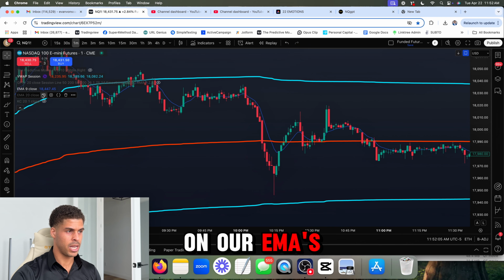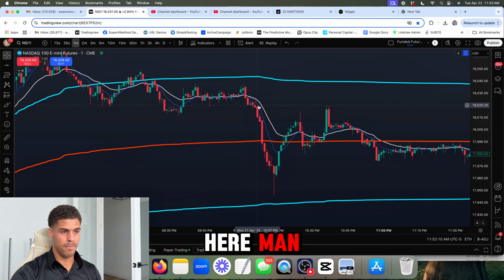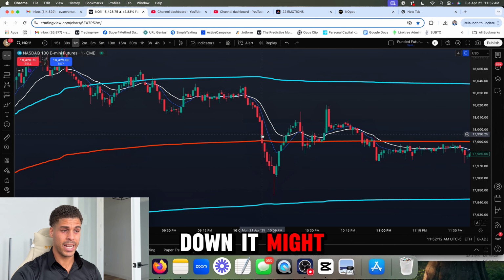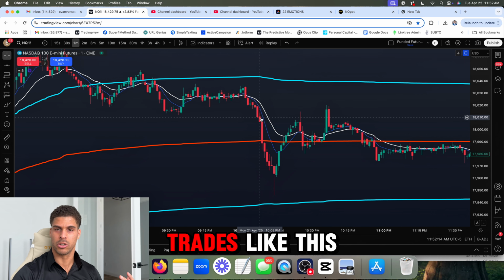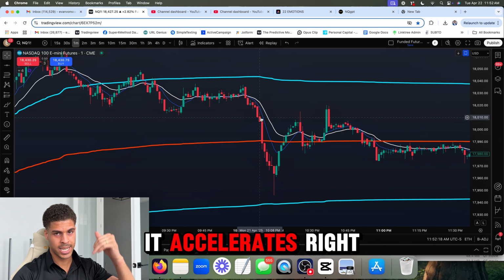Let me add on our EMAs for a second. Like, hey, price is below my EMAs right here. Man, it's dumping down. It might hit VWAP. We've caught multiple trades like this where we're like, I think price is headed towards VWAP. We jump in the trade and it accelerates right into it.